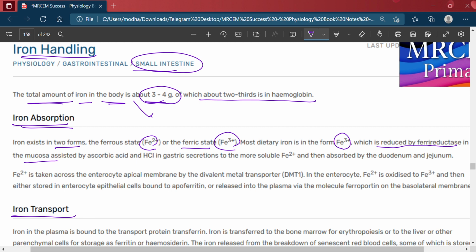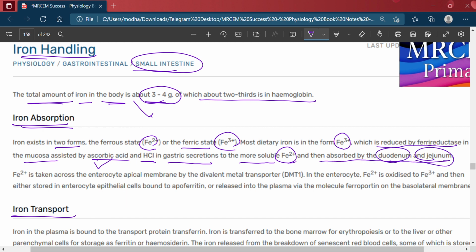This ferric state is reduced by the ferric reductase in the mucosa, assisted by the ascorbic acid in the mucosa, and HCl in the gastric secretion, to the more soluble ferrous form, and then absorbed by the duodenum and the jejunum.